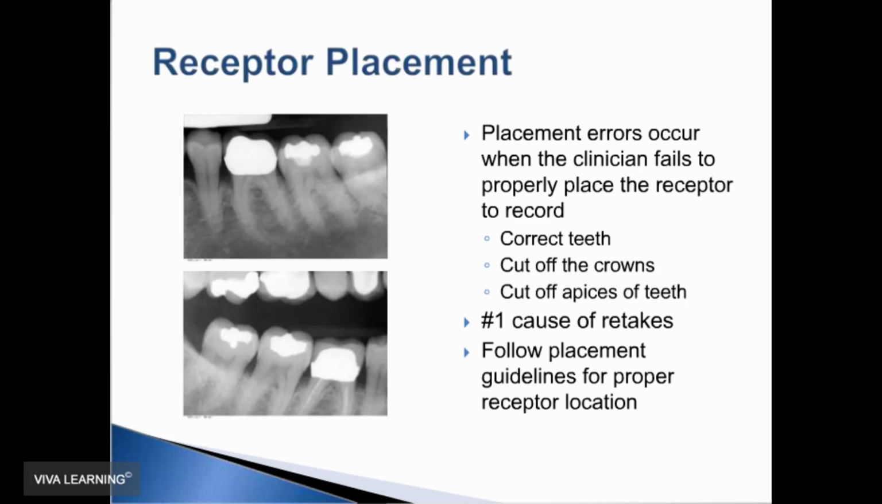The most common error that I see, regardless of receptor type, is placement. Not recording the correct teeth, or cutting off the crowns or the root apices. It is best to follow very classic placements for each area of the mouth.